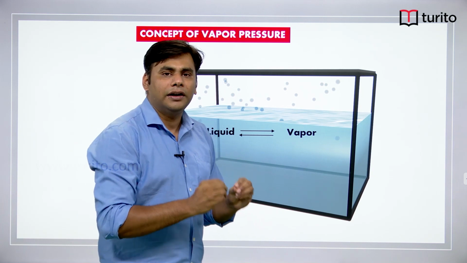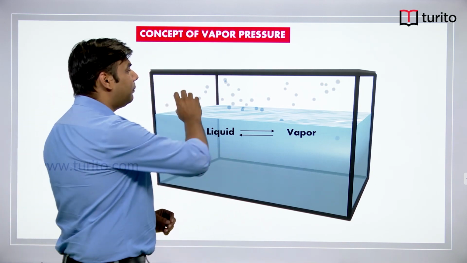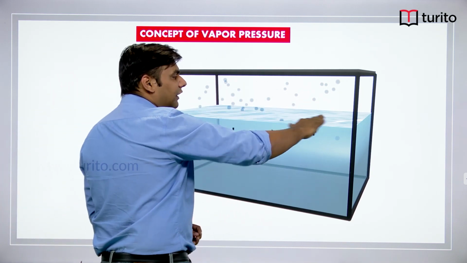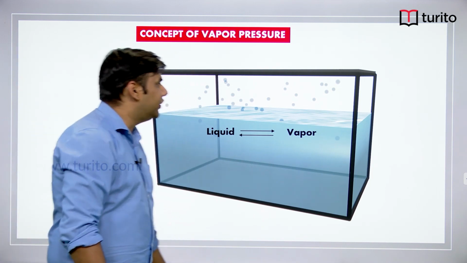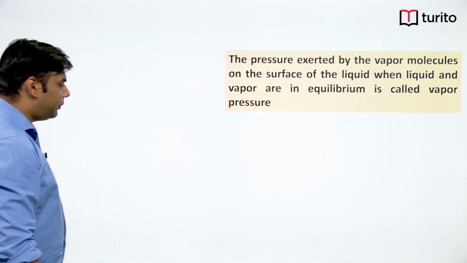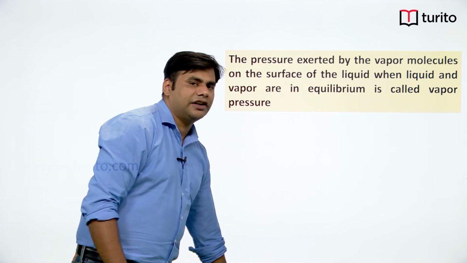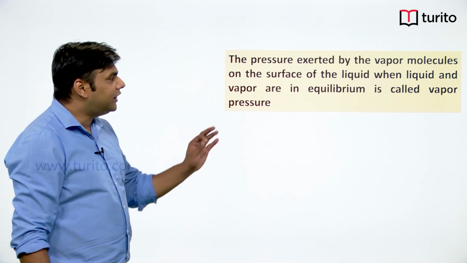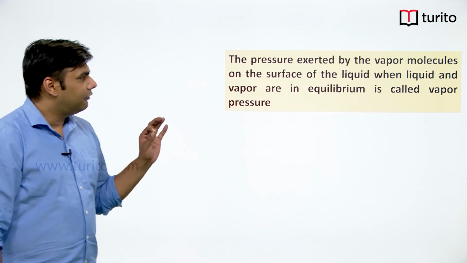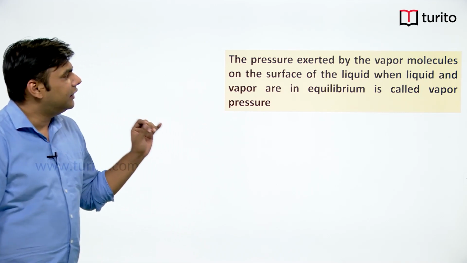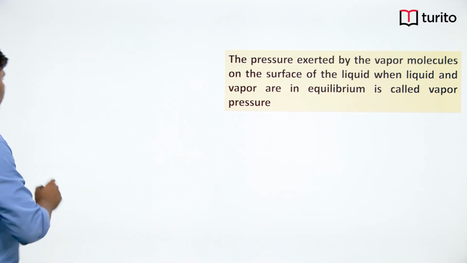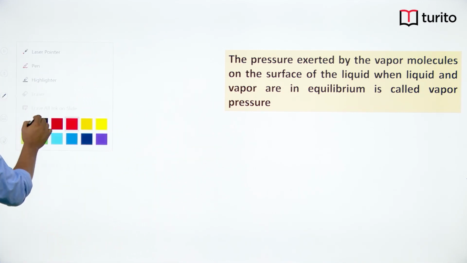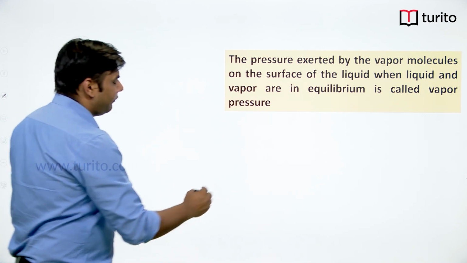So at that point, when the equilibrium is established, the pressure exerted by these vapors on the surface of the liquid is called vapor pressure. I hope this definition is clear to you. So basically we say that the pressure exerted by the vapor molecules on the surface of the liquid when liquid and vapor are in equilibrium is called vapor pressure. This is the basic idea of vapor pressure.